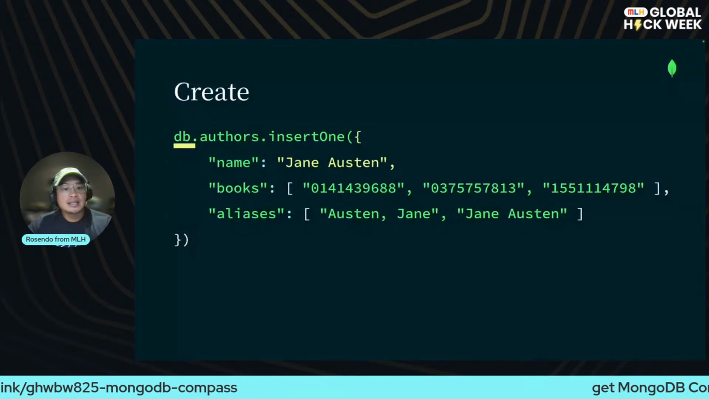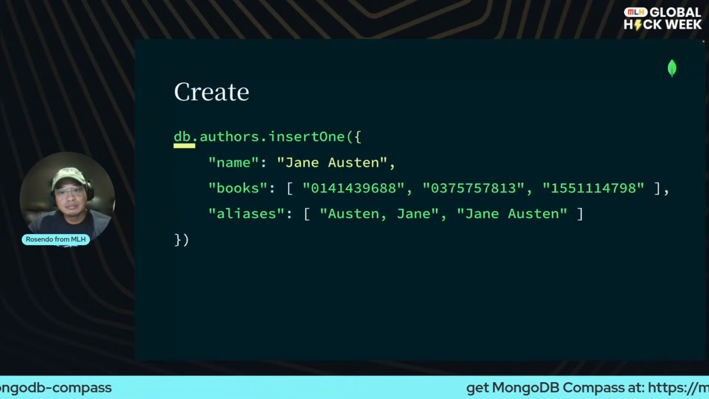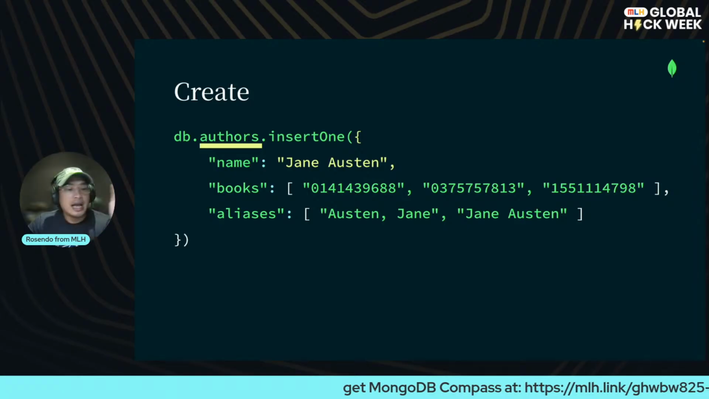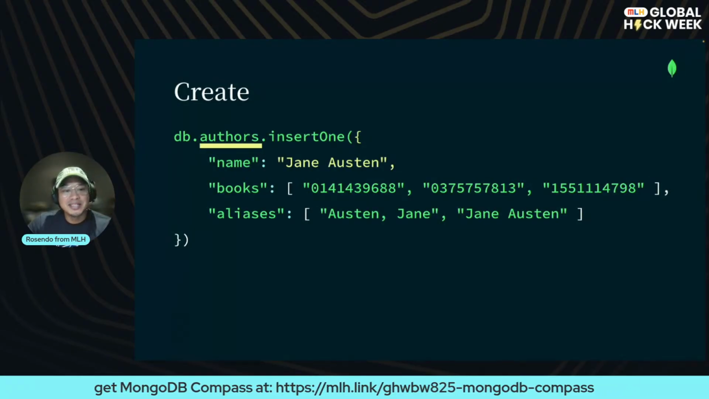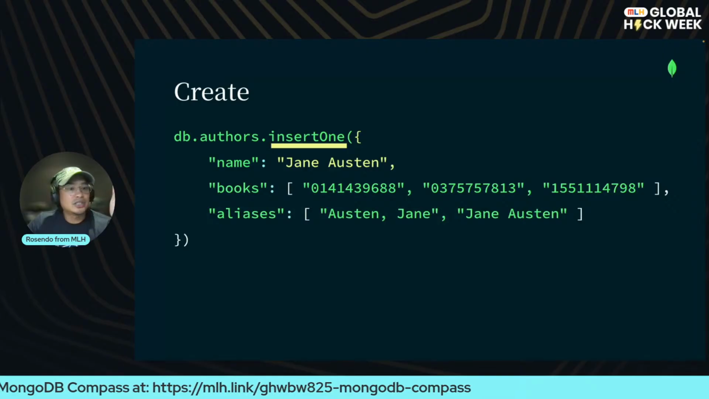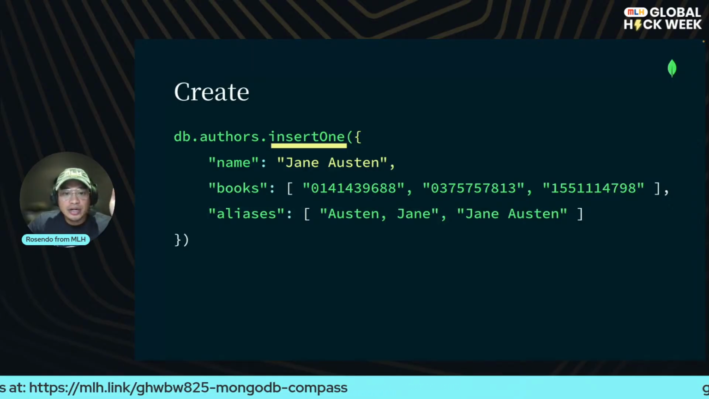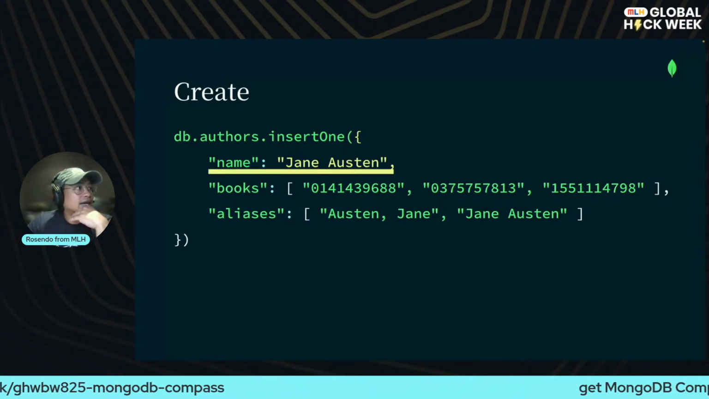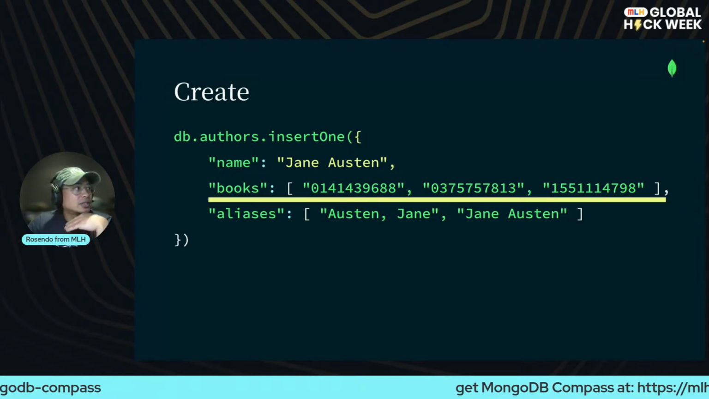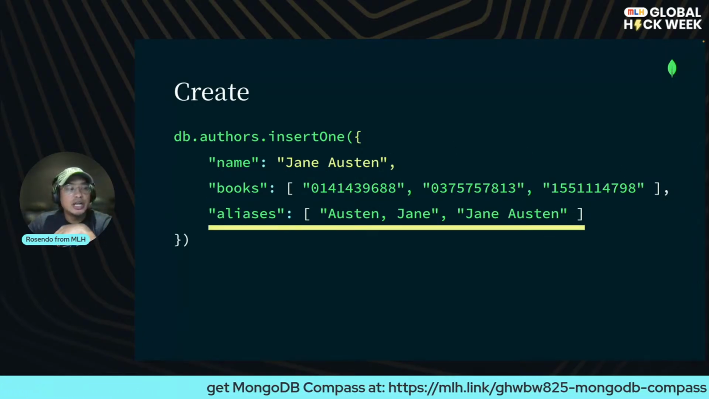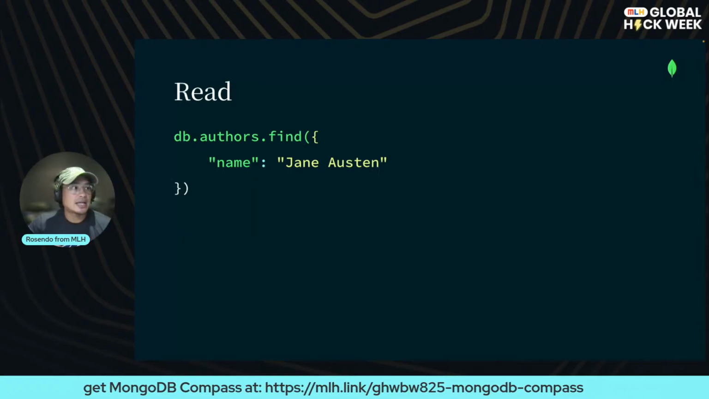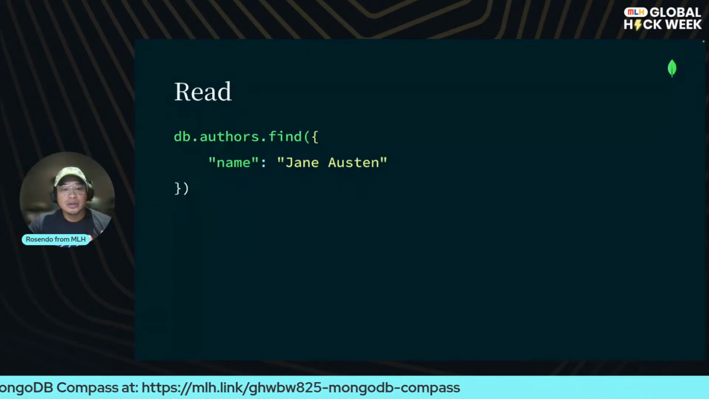So the db is going to be the database. The authors is going to be the collection. And then this is going to be the command. You're going to use insertOne, and it's going to insert the name Jane Austen. These are the books that you're going to insert, and then the aliases of Jane Austen as you're actually inserting that into the database.